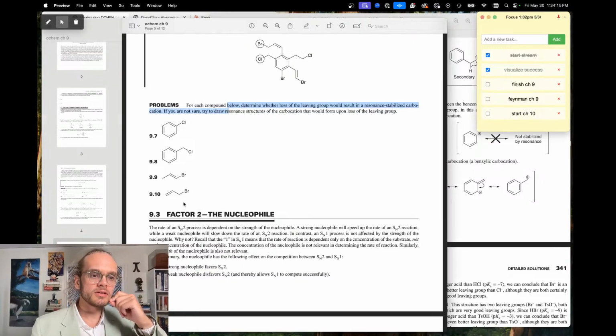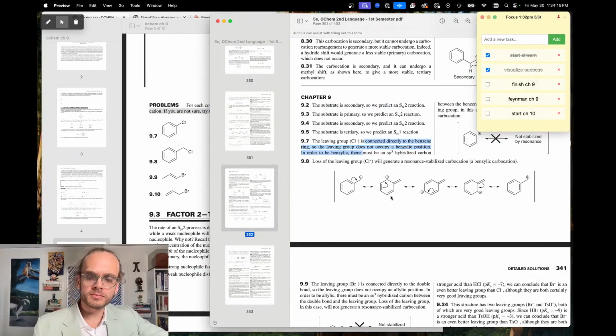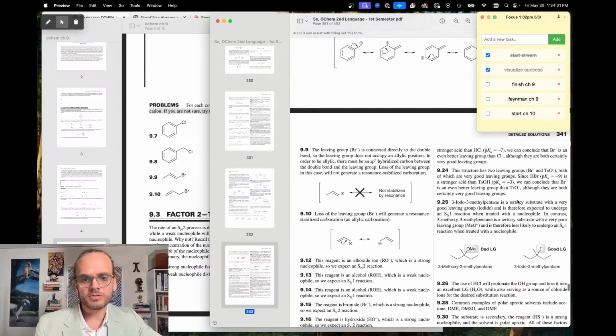Wait, it was 9.8. Yeah, 9.8 is. These resonance structures are crazy though. There's the double bond, and there's a lot of different structures here: 1, 2, 3, 4, 5. I do understand all those resonance structures though, I think.